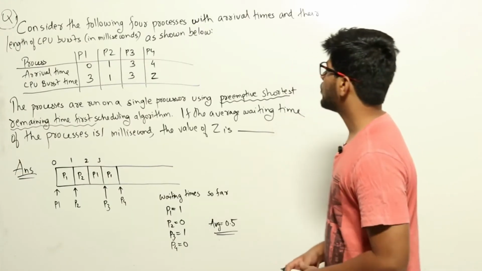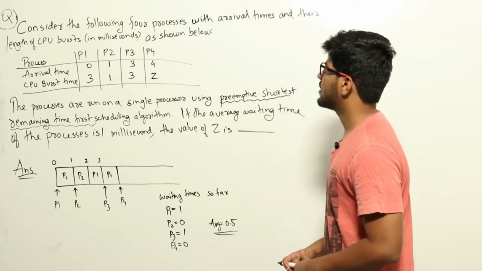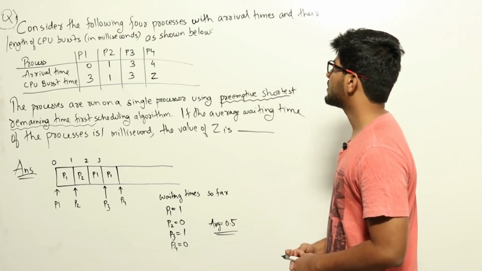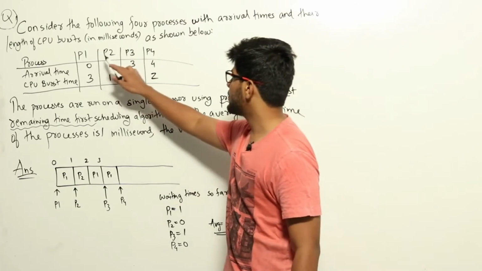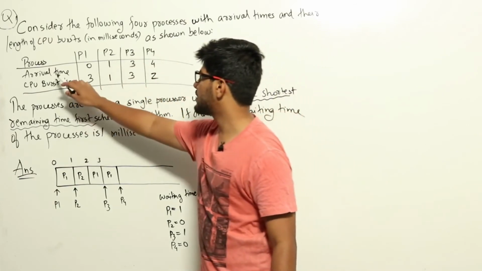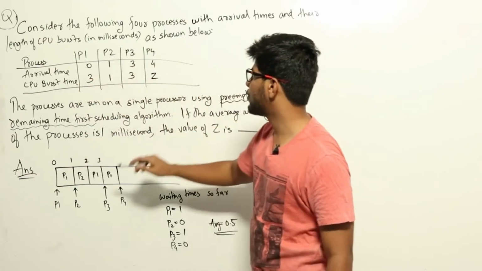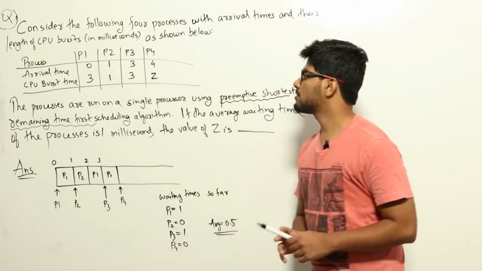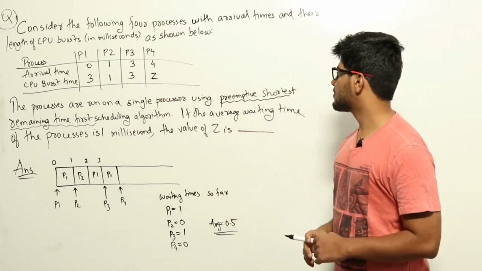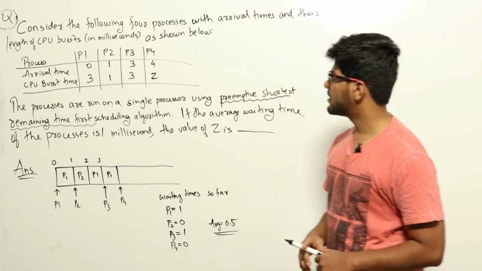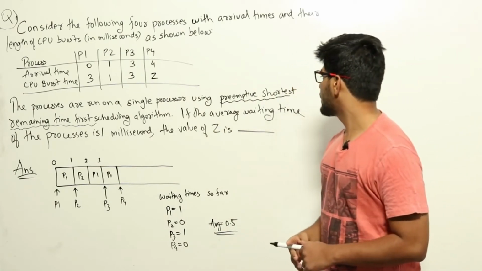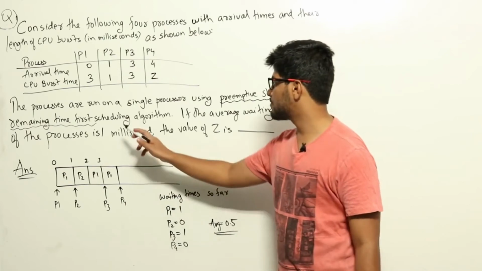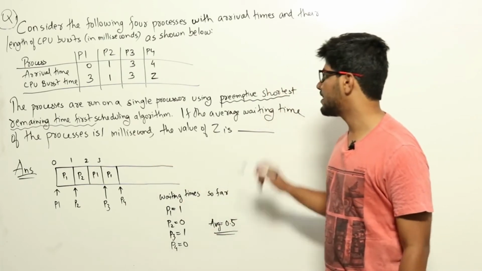Consider the following 4 processes with arrival times and their length of CPU bursts in milliseconds as shown below. Processes P1, P2, P3, P4 have arrival times 0, 1, 3 and 4, and CPU burst times 3, 1, 3 and Z. The processes are run on a single processor using the preemptive shortest remaining time first scheduling algorithm. If the average waiting time of the processes is 1 millisecond, the value of Z is ___.